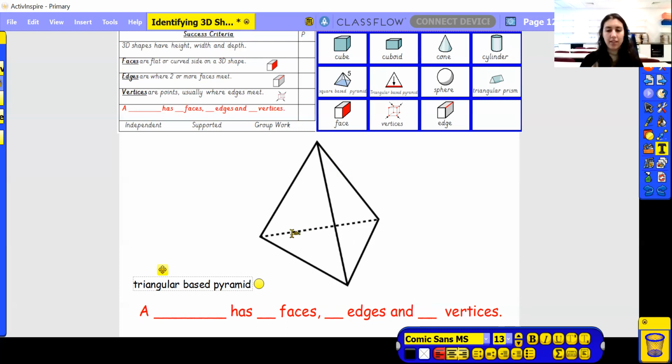Let's count the faces then. It's got 1 triangle face on the bottom, 2, 3, 4. There we go, so it's got 4 faces.